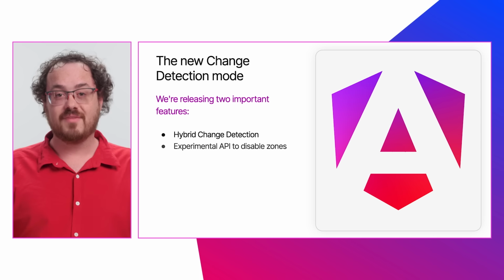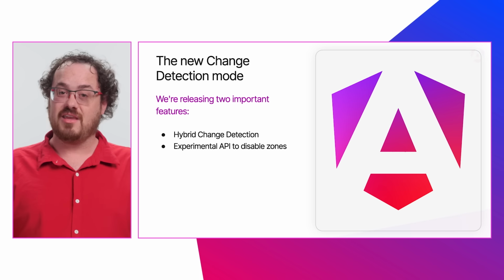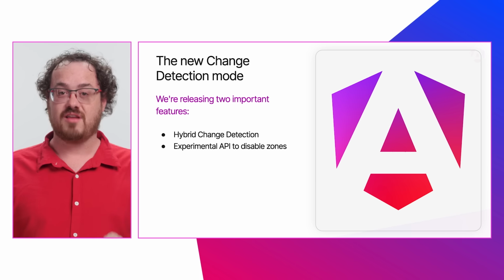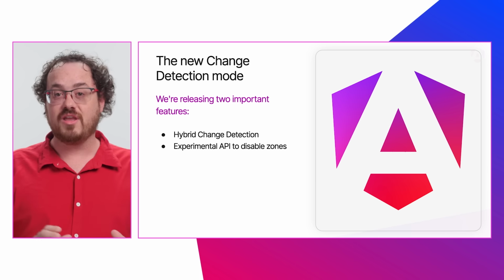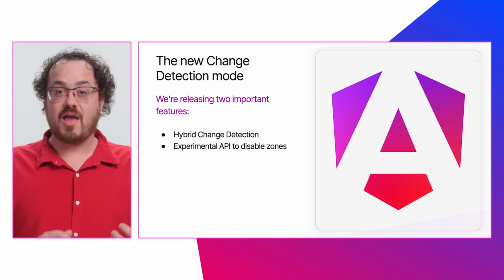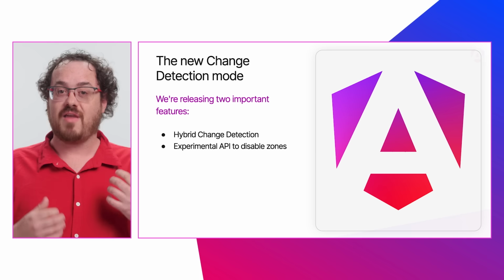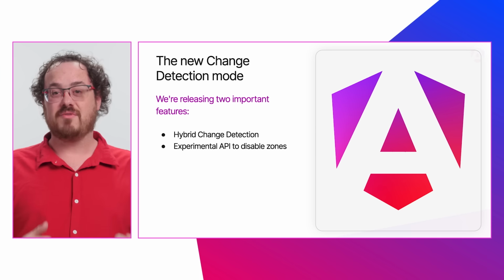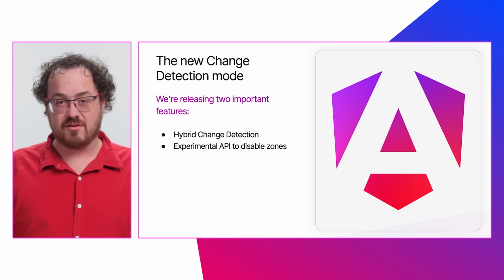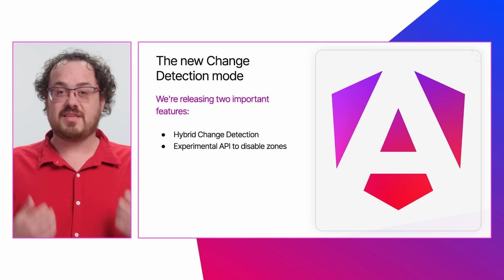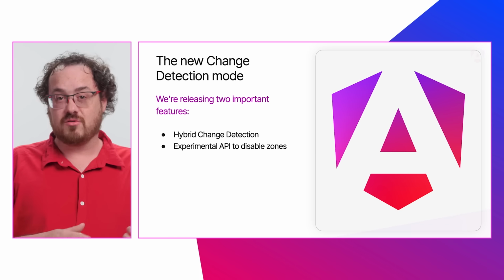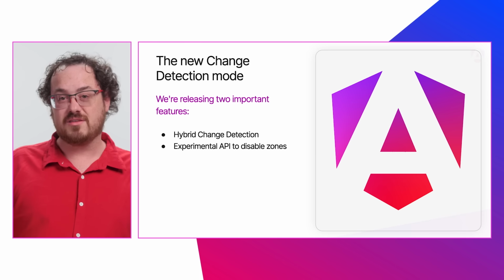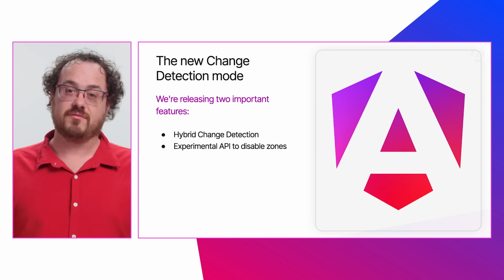Hybrid change detection will allow developers, especially library authors, to write code that works regardless of whether Zone.js is used or not. And secondly, in v18, we'll have an experimental API to disable Zone.js integration entirely and run applications fully in Zoneless mode. This API will be experimental as not all parts of Angular work smoothly with Zoneless today. We're still in the process of updating libraries like Forms and Material, for example. Releasing this API early will allow us to collect your feedback and gather even more data on which patterns are working with Zoneless and where we might need to focus more effort.